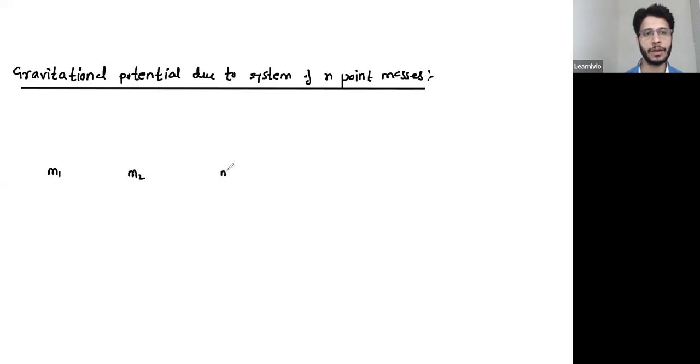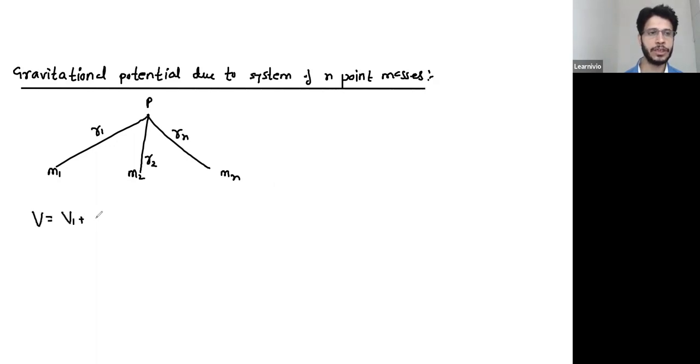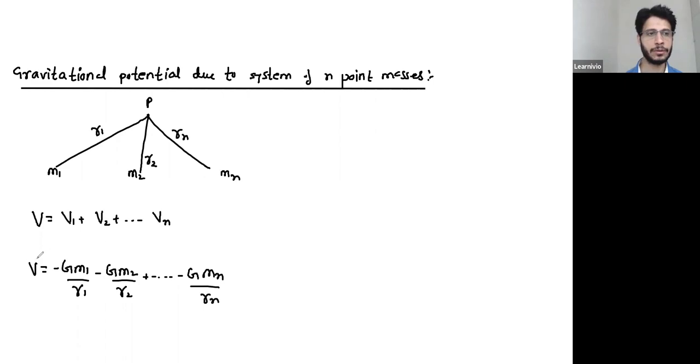This is mass m1, m2, mn, and this is the point. From m1, this separation is r1, and from mn, this is rn. So first calculate potential due to each of the individual masses. For the first mass, V1 is minus G M1 by R1. For mass M2, it's minus G M2 by R2. For Mn, it's minus G Mn by Rn. This is the potential.